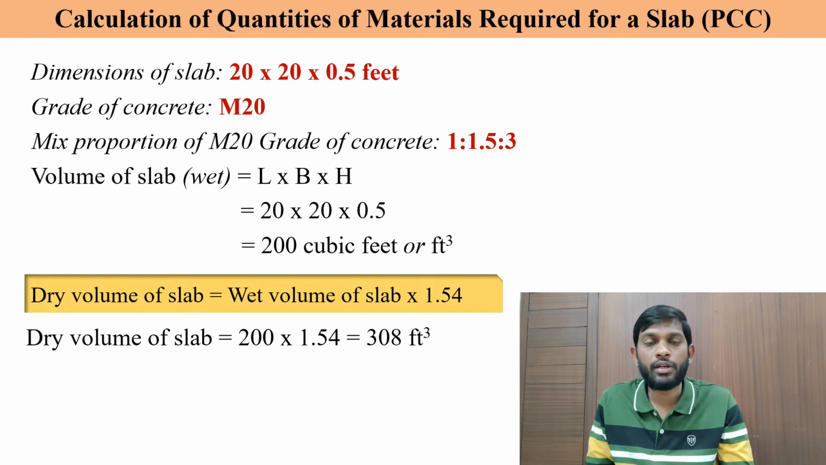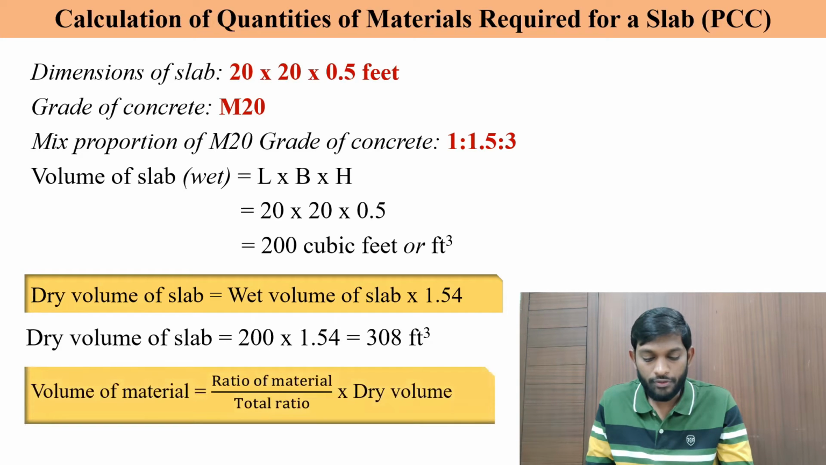Now with the dry volume of 308 cubic feet, we need to calculate the volume of the materials that are required for this slab. That means we need to calculate the quantity of cement, quantity of fine aggregate and quantity of coarse aggregate that are required to cast a PCC slab. So the volume of the material is calculated by using the formula: volume of material equals ratio of material divided by total ratio into dry volume. So this is the fixed formula which is used to calculate the volume of materials.